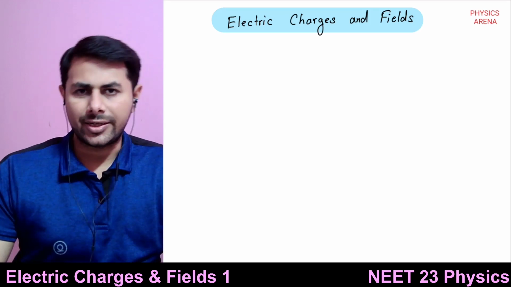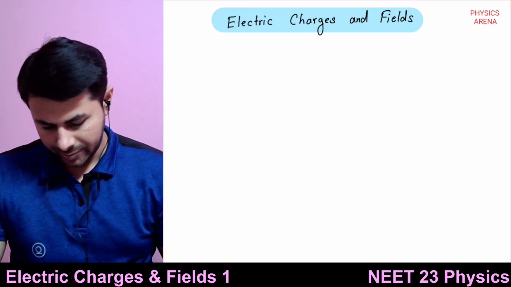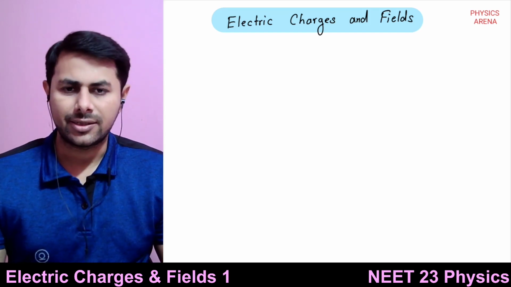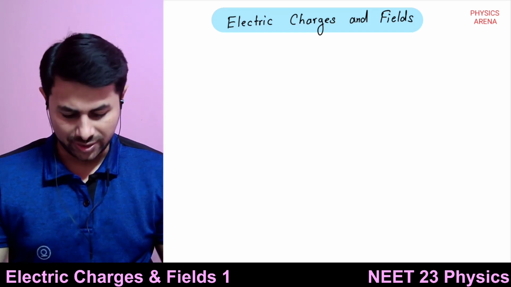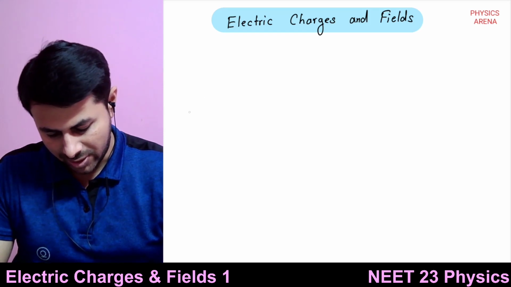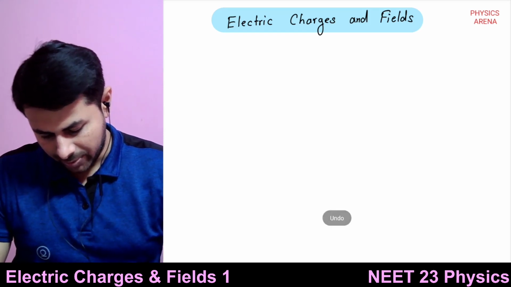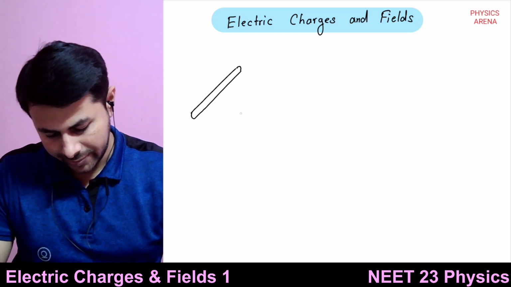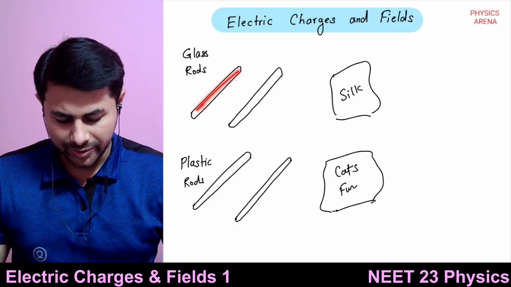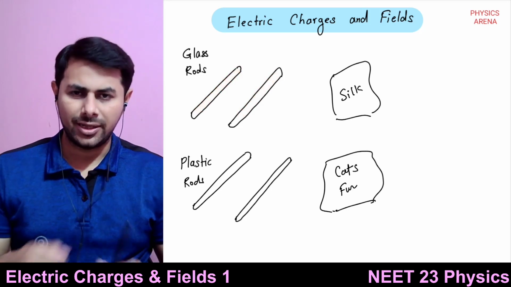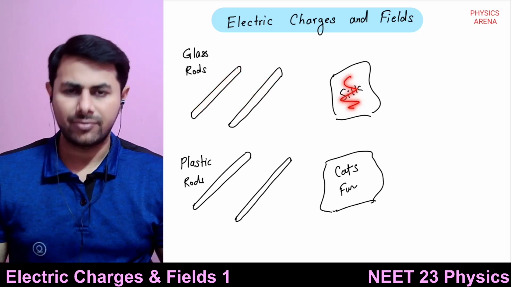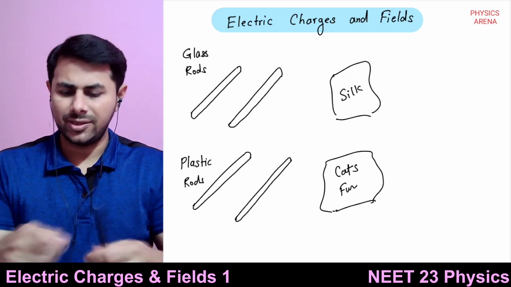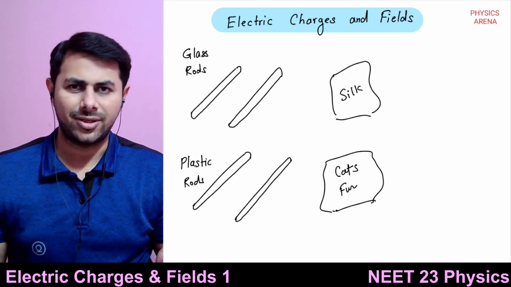So let us start with electric charges and fields. To start with, let us see some experimental observations. What are those experimental observations? Let's suppose we have two glass rods. They are rubbed with silk and brought closer to each other. What happens is the two glass rods repel each other.